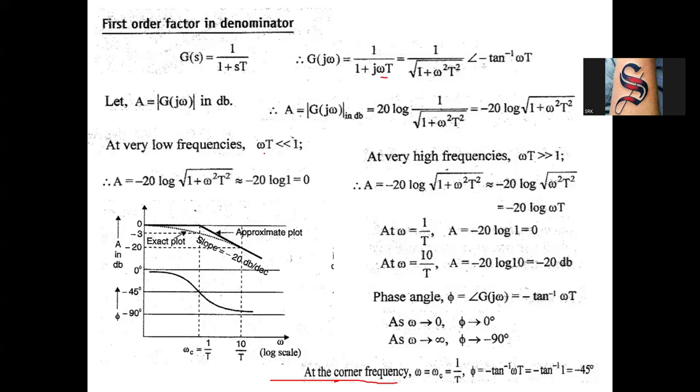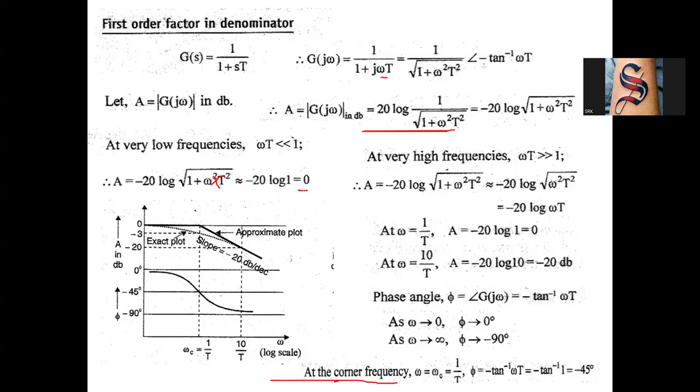Let's see, for example, if I am taking it at low frequency, this omega T value is very, very small compared to 1. Omega T is far less than 1, so omega T is approximately negligible. What is the remaining part? Only 1. So 20 log of square root of 1, what is the value of 20 log 1? 0 decibels. That means at the low frequency region, the magnitude response for the first order factor is always 0 decibels.